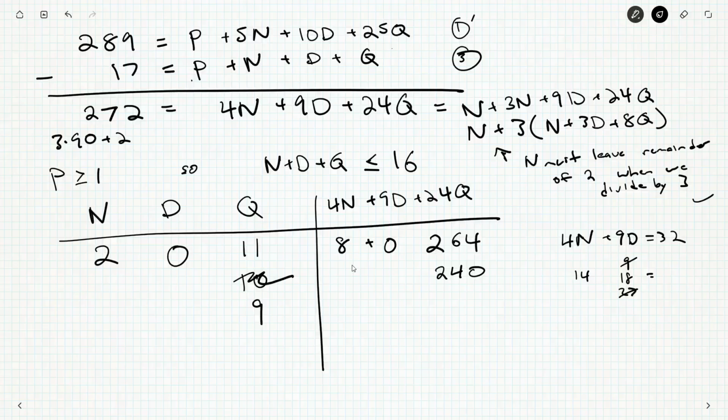How about 9 for the number of quarters? We'd have 24 times 9, which I can't remember what that is off the top of my head. So we go to the calculator. 216. So 216, what's left over? 56 needs to be made now.